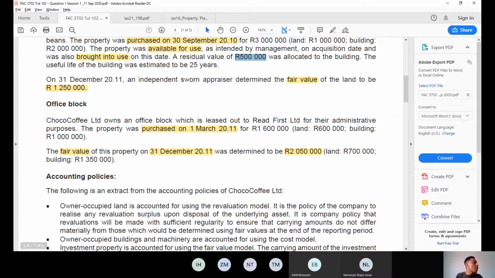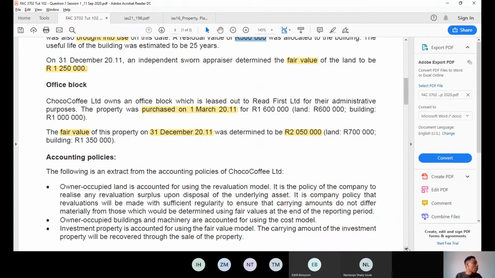Investment property one. So this building was bought on the 1st of March 2011 for 1.6 million. Now it's broken down: there's a split, land cost 600,000, and building cost R1,000,000. We know that at the end of the current year, which is 2011, this building was revalued from 1.6 million to 2.5 million. It's broken down to say land was 700,000, building was 1.350 million.